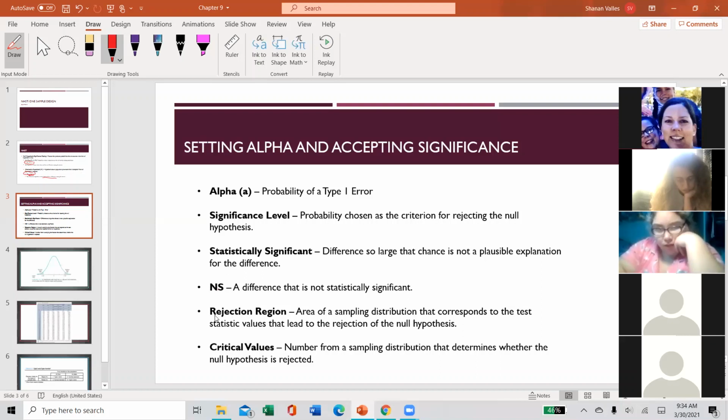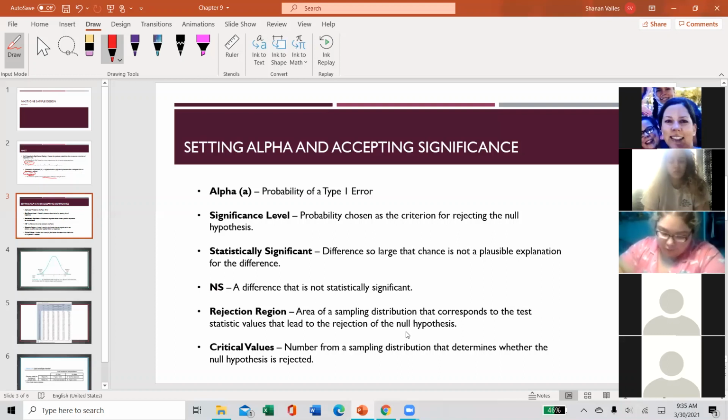We will set up a rejection region, which is going to be the area of the curve. Here it says a sampling distribution, but it's a curve like we draw all the time, okay? We're going to draw a little curve, and it's going to determine the area that corresponds to the test statistic that will lead to the rejection of the null hypothesis, okay?